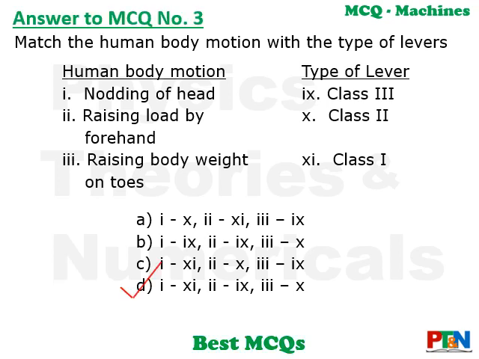Let's do that arrow exercise also. Nodding of head is class 1 lever. Raising load by forearm is class 3 lever. And raising body on toes is class 2 lever. So the option is D.